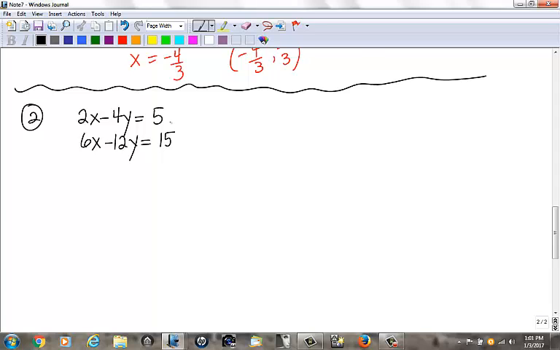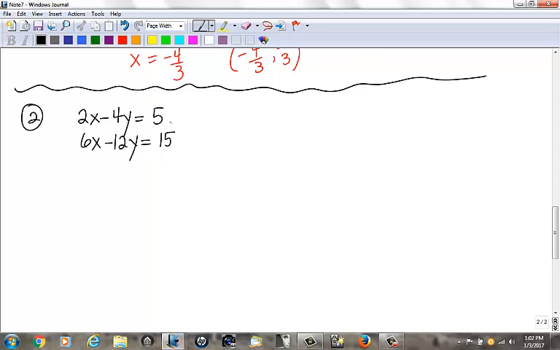They are the same. One is a multiple of the other one, right? If you multiply this 2 by 3, you get 6x. 4 by 3, you get the 12. 5 by 3. It's gonna be the exact same line. Okay, if you graphed it, it's the exact same line.